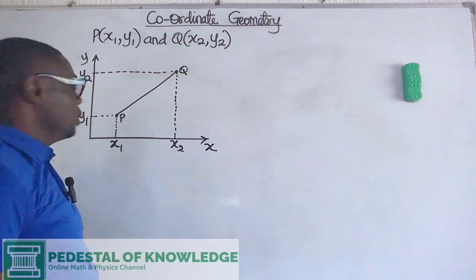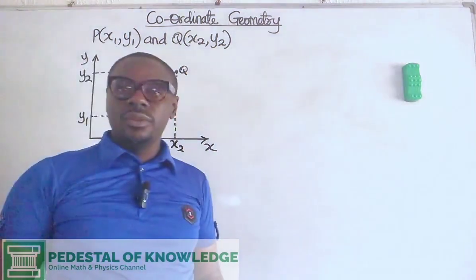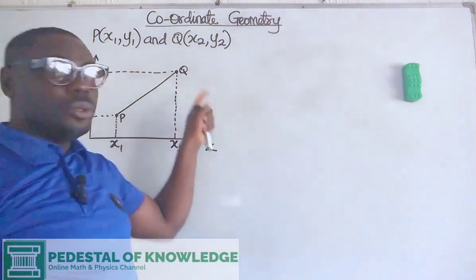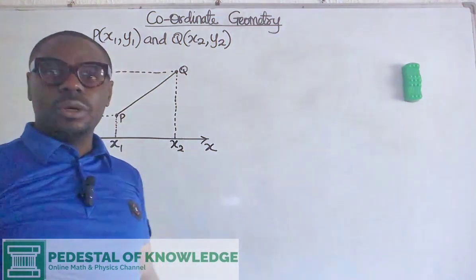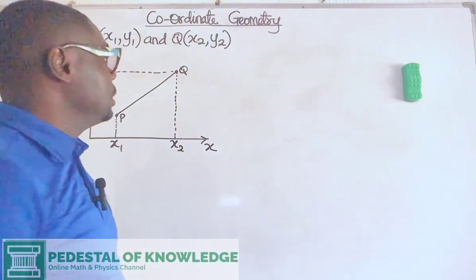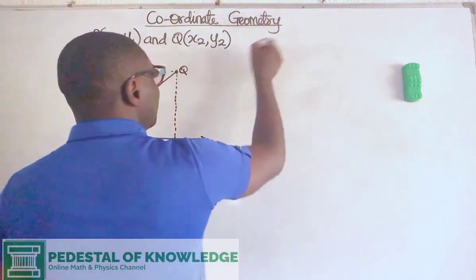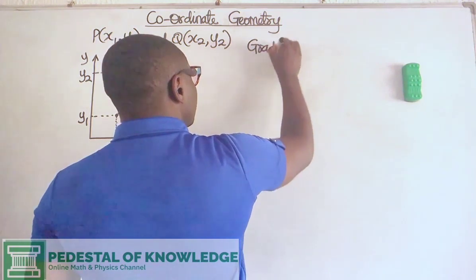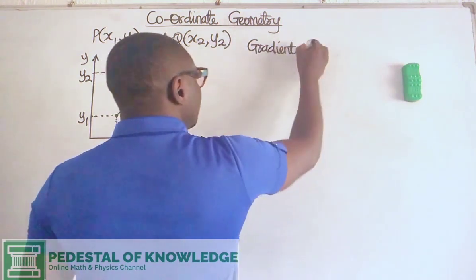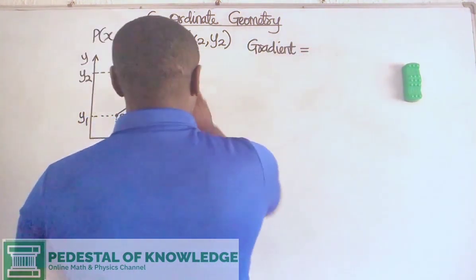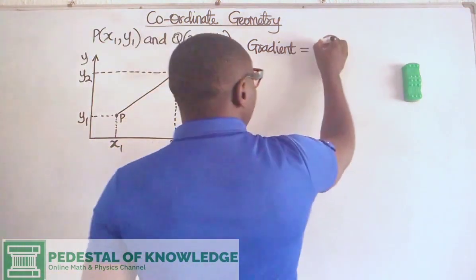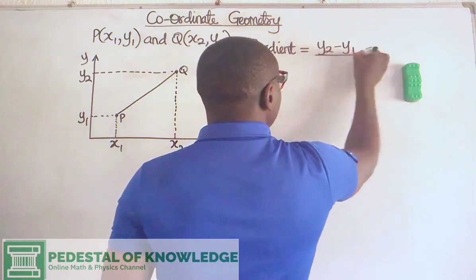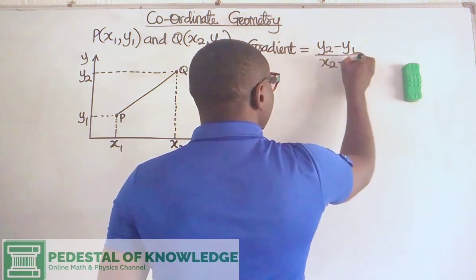All right, now it is very possible to characterize the geometrical properties of the line connecting P and Q in the context of the following subheadings. Now, the first parameter we're going to look at is the gradient of a line. The gradient of the line connecting P and Q is given by the formula y2 minus y1 divided by x2 minus x1.